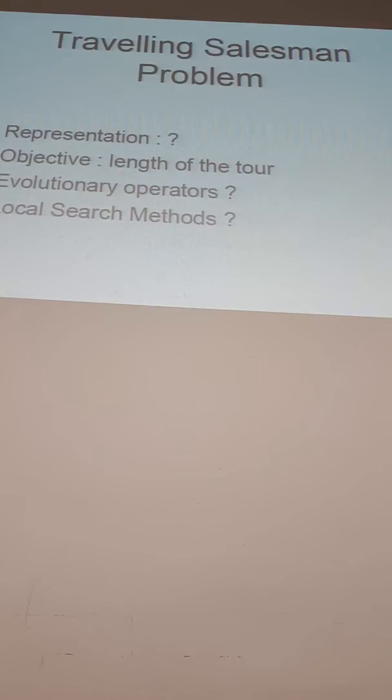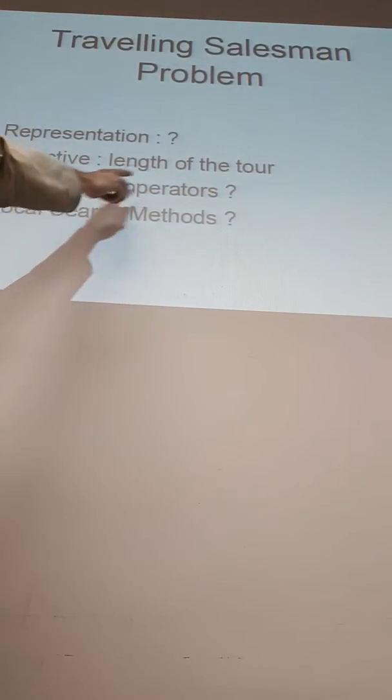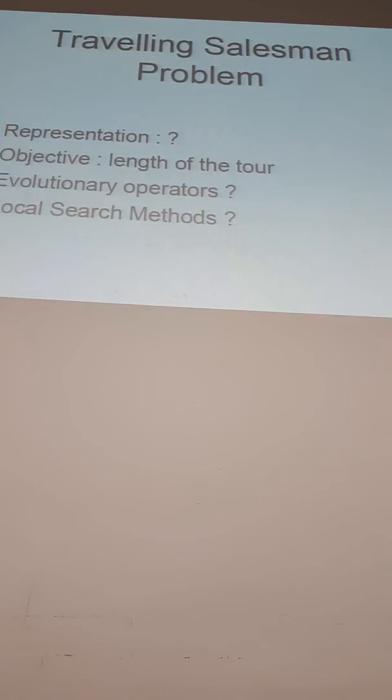And now go to the background. For the traveling salesman problem, for any evolutionary algorithm, we have to state representation, quality function, which is the length of the tour, operators, selection method, which is not mentioned on this slide, and some improvements, like local search methods.